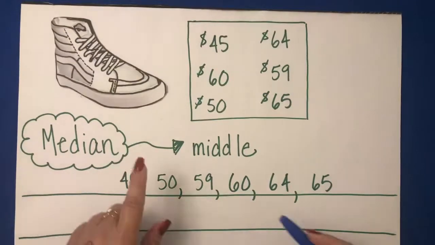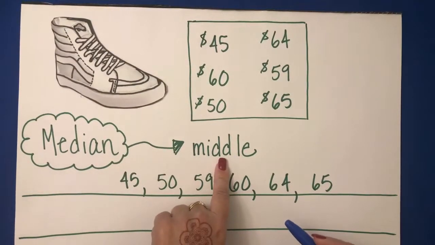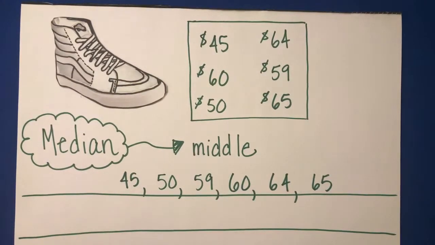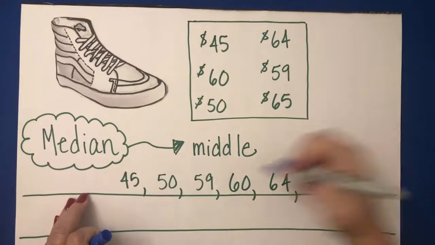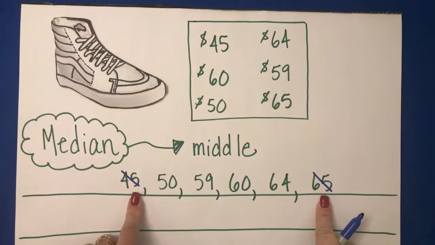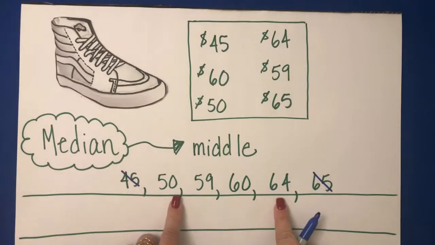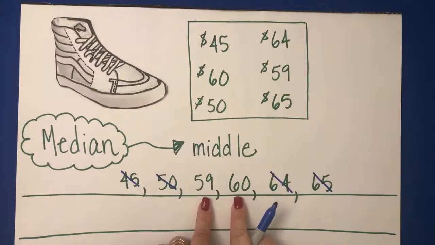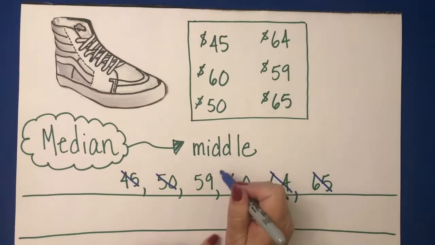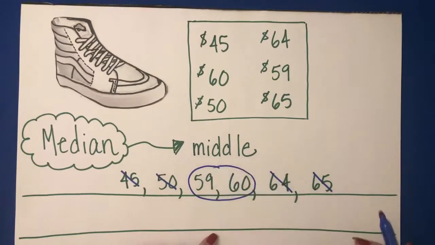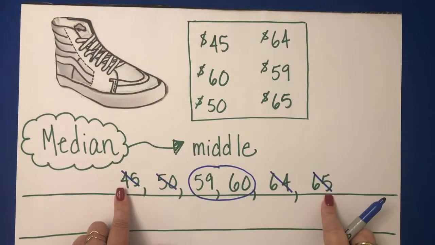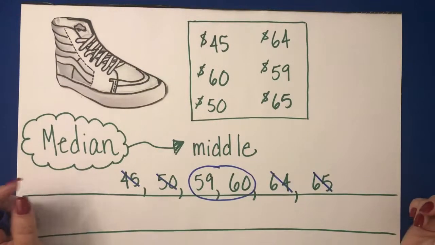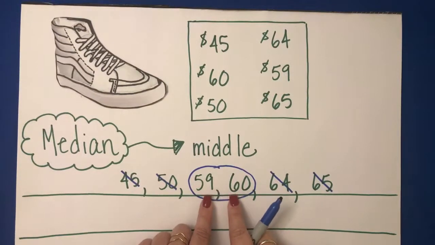So the next thing we're going to do to find the median is search for the one that's in the middle. So I'm going to start moving from the ends, and if you like, you can use a different color pen, but I'm just going to cross out the end numbers and keep moving towards the middle. So the next pair would be 50 and 64, and that leads me to these two numbers. So whenever we have an even number in the data set, so we had 1, 2, 3, 4, 5, 6, which is an even number, we're always going to wind up with two numbers in the middle.